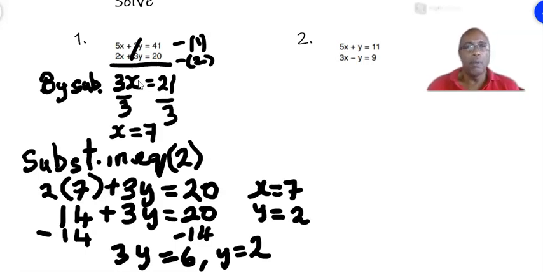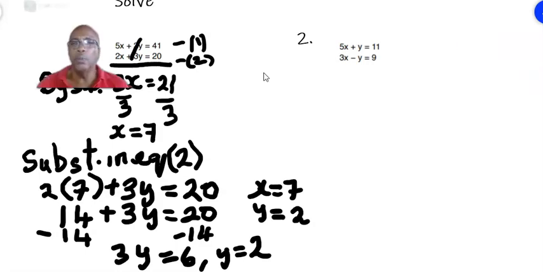So note, you have to know when to add or subtract the two equations. A simple rule, if the signs are the same, we subtract, just like we did here. If the signs are different in what you want to eliminate, then you add it. So let's move on to number 2 and use that rule. For number 2, we have 5x plus y equals 11 as equation 1, and 3x minus y equals 9 as equation 2.